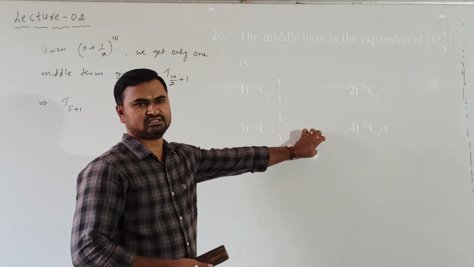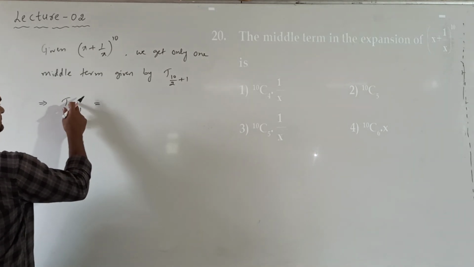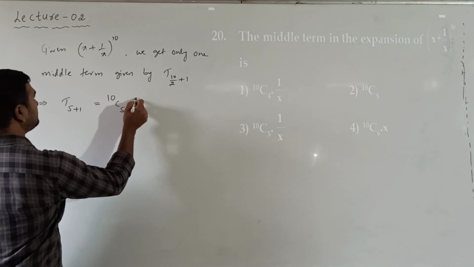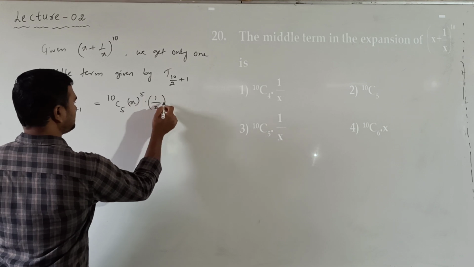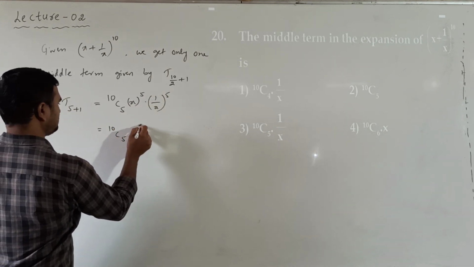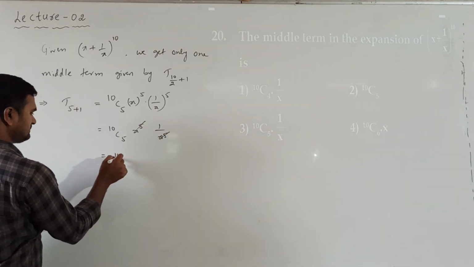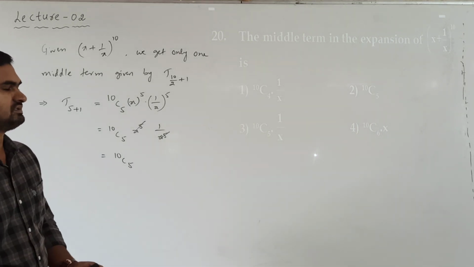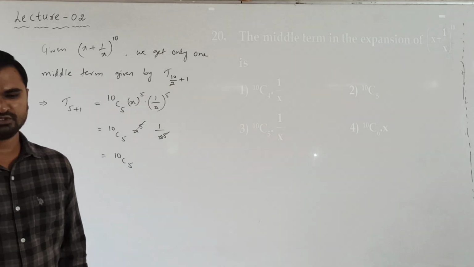Now we have to find what the term is. So expand T(5+1). We can write it as 10C5 x^(10-5) (1/x)^5. The x to the power of 5 and 1 by x to the power of 5 will get cancelled. So the required answer is 10C5. This will be the middle term in this expansion.